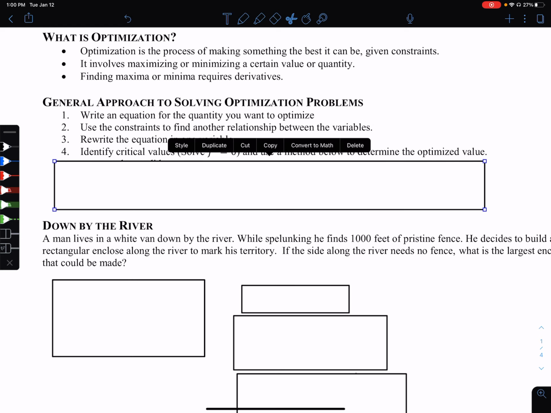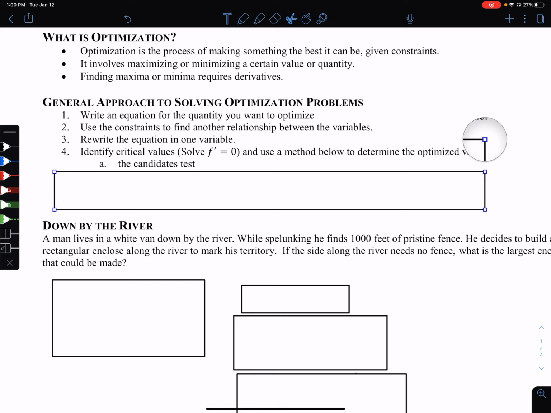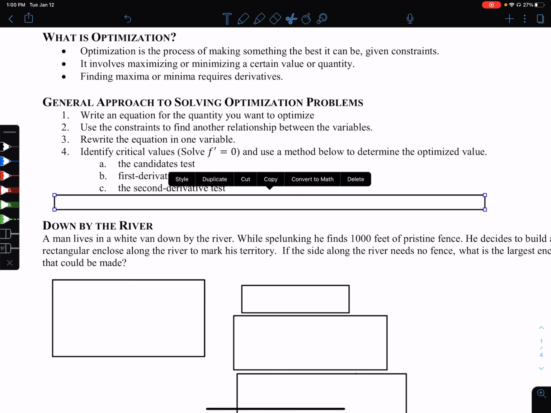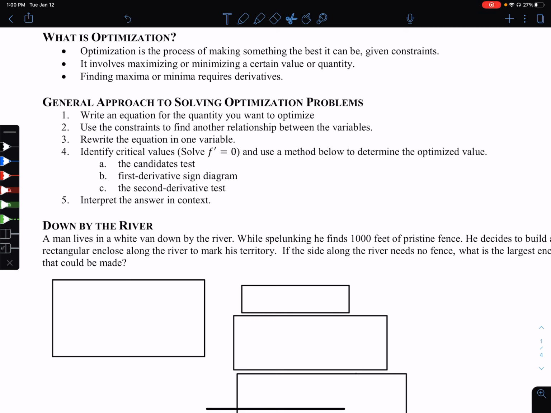4, identify the critical values by solving f prime equal to 0, and then use one of the methods below to determine the optimized value. Either use the candidates test, find the derivative, use the first derivative sign diagram, or use the second derivative test. And then lastly, interpret the answer in context.